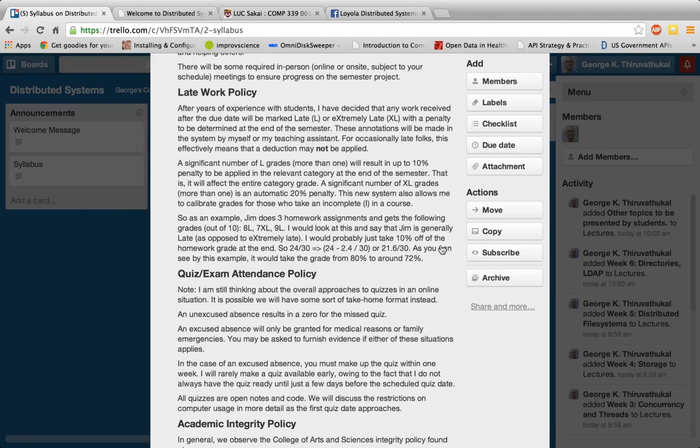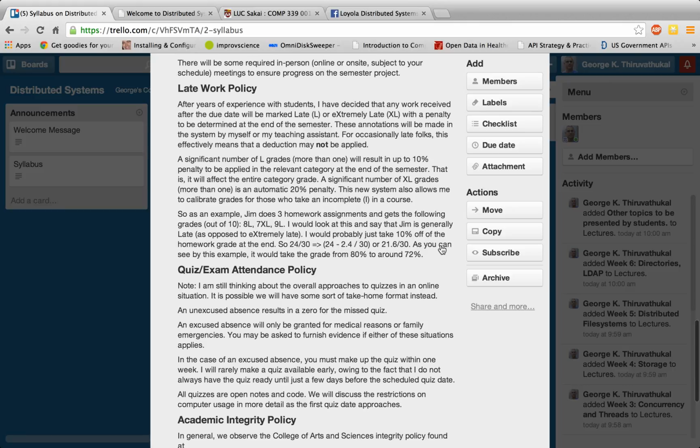Okay, so I've given some examples here of how this policy will be applied. Again, please don't push me too hard when it comes to this, because I really don't like to deduct points for late work. And if you're only late like one time, I'm probably not going to take off any points. But it's where you establish a pattern of being late that I'm going to be very concerned, and I will have to make some kind of deduction.